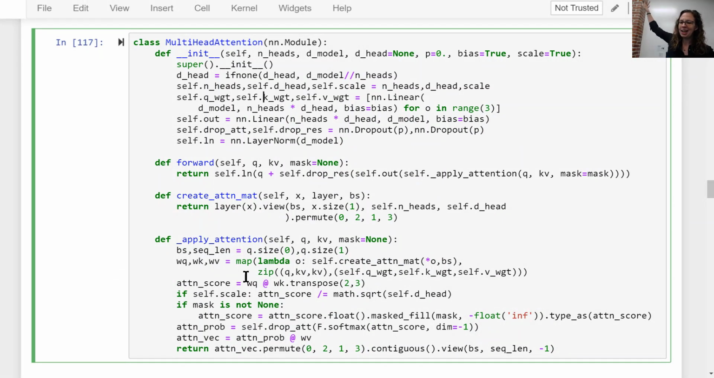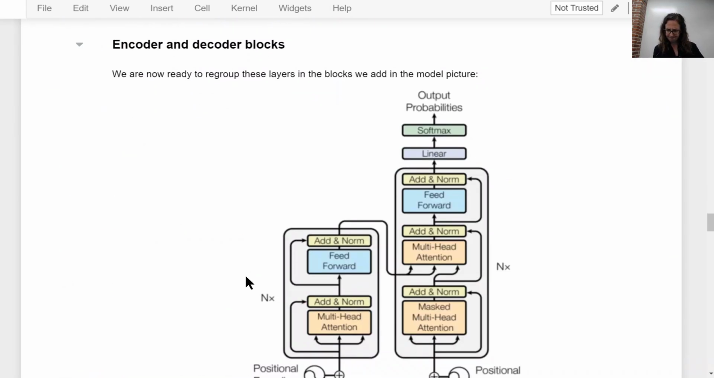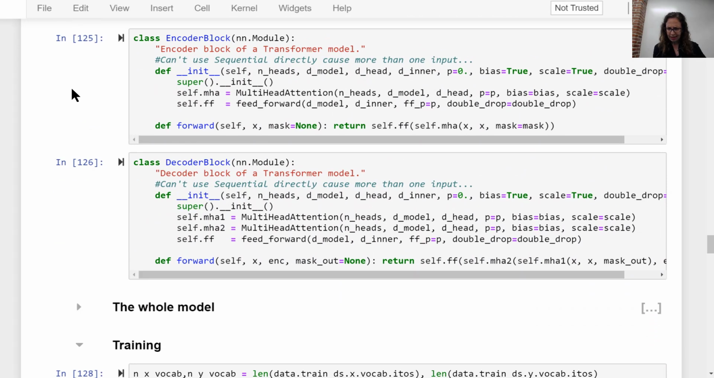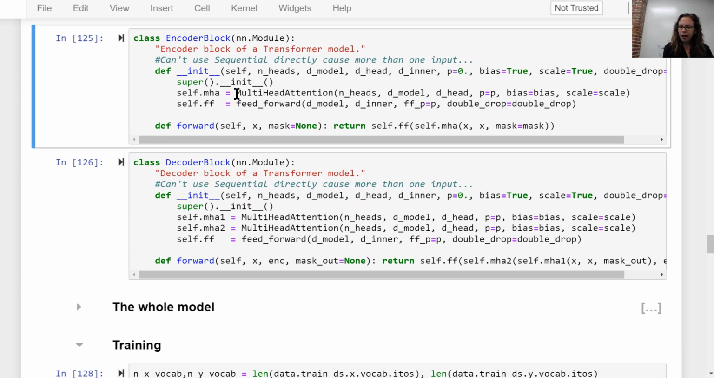So this was defining a multi-head attention class. We'll be using 3 of these in our transformer. There's one in the encoder block, and it takes in the number of heads, the dimension of the model, the dimension of the head, and the feed forward, which is the feed forward block that comes after the multi-head attention block. Then the forward step for the encoder calls self.multi-head attention, passing in x, x. Since this is self-attention, it's giving the same thing for both arguments.